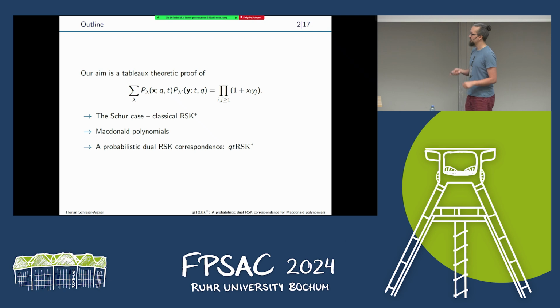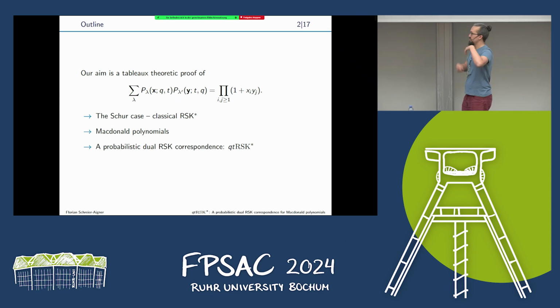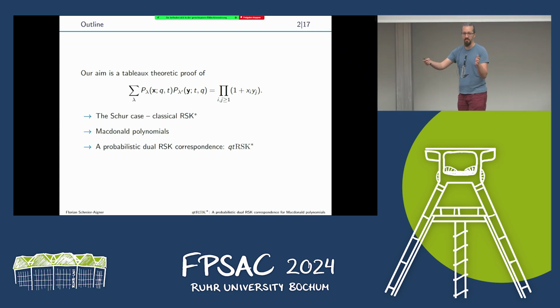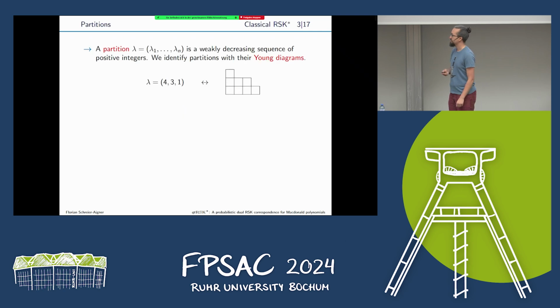the classical Schur case. And whenever there is a star here, this means dual. So I'm not talking about RSK, I'm talking about dual RSK due to time limits. Then I will talk about how the situation changes when we go to the Macdonald polynomial level. And finally, I will talk about, or basically more sketch, our correspondence and talk a bit about its properties.